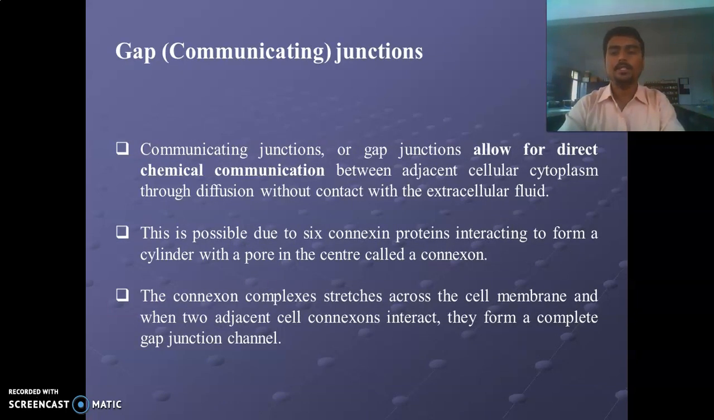Second one is the gap junction, also called the communicating junction, which allows direct chemical communication between the adjacent cellular cytoplasm through diffusion, without contact with the extracellular fluid of the cell. This is possible due to six connexin proteins which interact to form a cylinder with a pore in the center called a connexon. The connexon complexes stretch across the cell membrane, and when two adjacent cells' connexons interact, they form a complete gap junction.